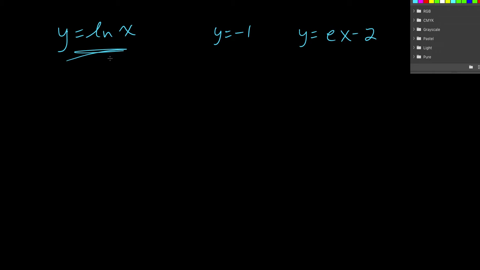Okay, we're going to keep moving. So we're given y equals natural log of x, and then y equals negative 1, and then y equals ex minus 2. Okay, so it says show that the equation of the tangent line to this at the point where this is true is this.